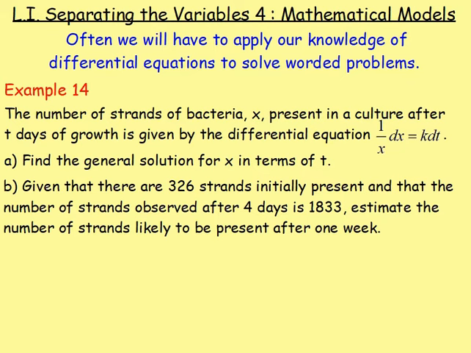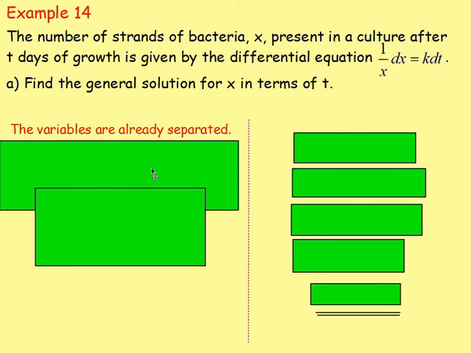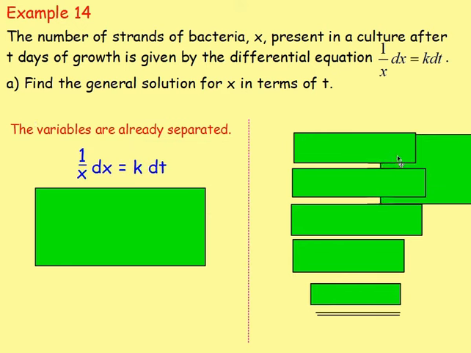So, how do we start this one off? Well, the first thing we want to do is find the general solution for x in terms of t. In other words, we want to get down to x equals. How do we do that? Well, we need to solve our differential equation. So to solve the differential equation, what's the first thing that you would do? Separate the variables! You got it. However, you can see for this one that the variables have already been separated. You've got x's on one side and you've got t on the other. So we don't need to do that part. We're just leaving it as 1 over x dx equals k dt.